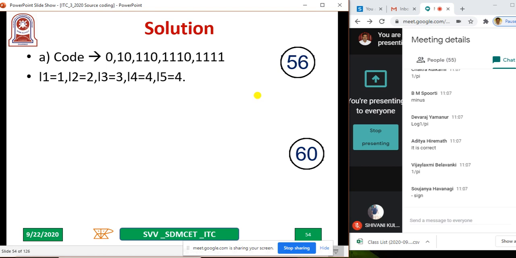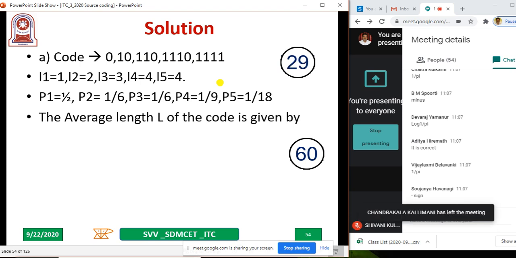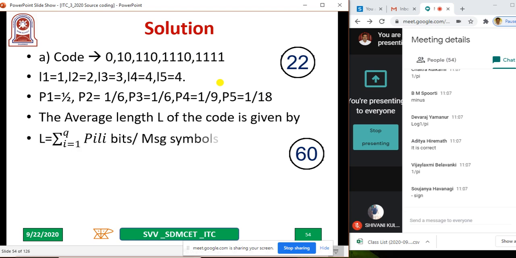Then P1 equal to half, P2 equal to 1 by 6, P3 equal to 1 by 6, P4 equal to 1 by 9, P5 equal to 1 by 18. These are given. How to get the length? Observe how many bits are there. Next, the average length L of the code is given by what we have just discussed: L equal to summation I equal to 1 to Q of PI LI bits per message symbol. So fill in the values. PI is given to you, LI is given to you. Write in the chat box what you got for L. The equation is given, the values are given, simply fill in the values.